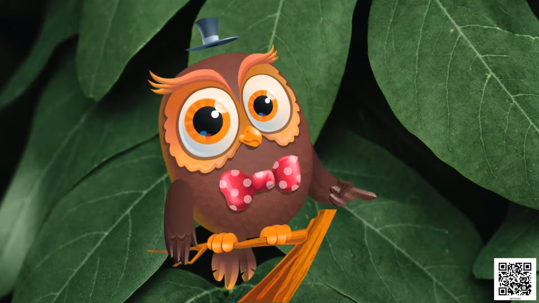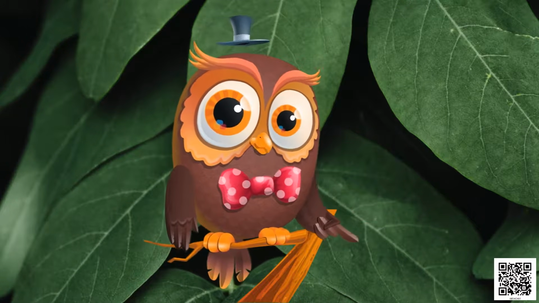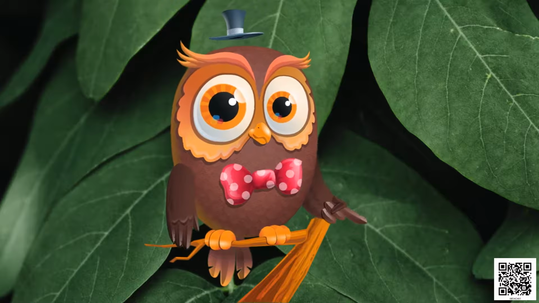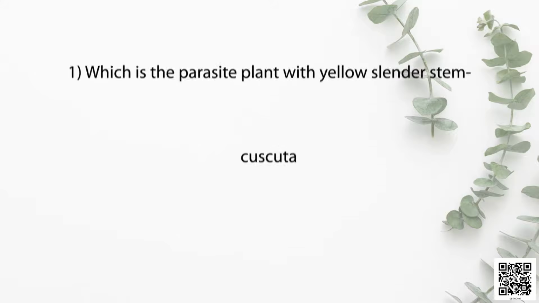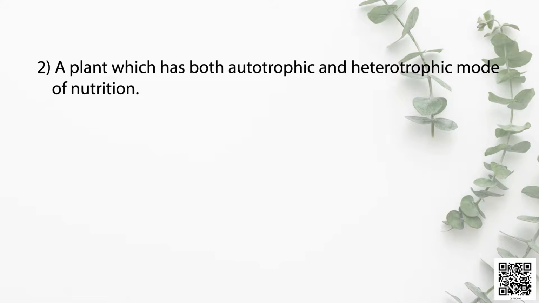Now we will discuss one word that describes the following statements. Which is the parasitic plant with yellow slender stem? Absolutely correct. It is Cuscuta. Cuscuta is the parasitic plant with yellow slender stem. A plant which has both autotrophic and heterotrophic mode of nutrition. What do we call such a plant? Such a plant is called the pitcher plant.